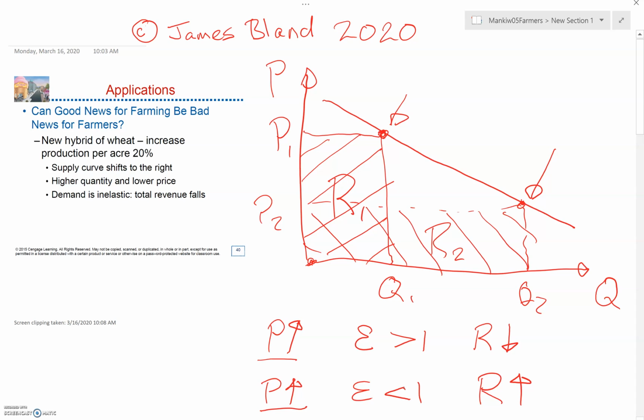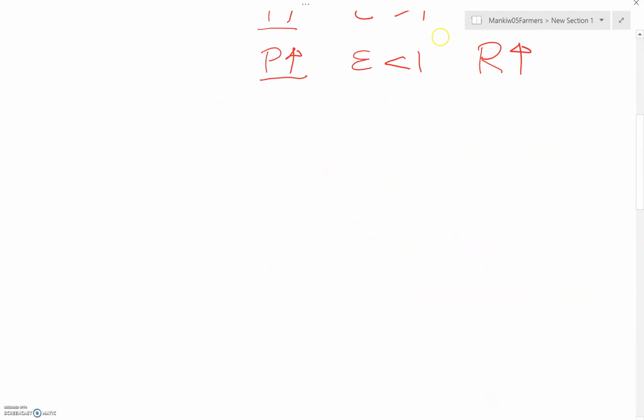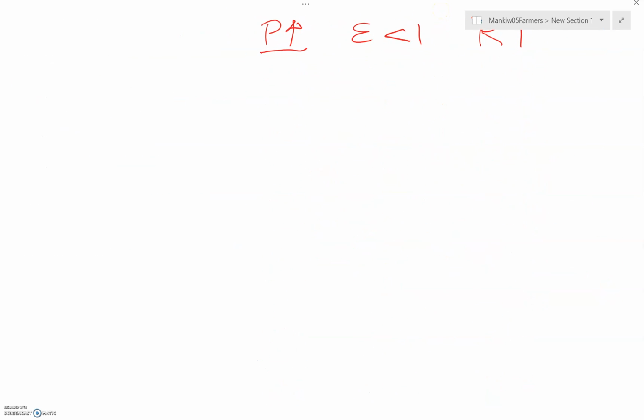Okay, and so now we're going to be looking at this application from Mankiw about could good news for farming be bad news for farmers? And so this is going to be a situation where farmers have a new hybrid of wheat available, and it's going to increase their production per acre. So let's have a think about what this is going to mean, firstly for the supply curve.